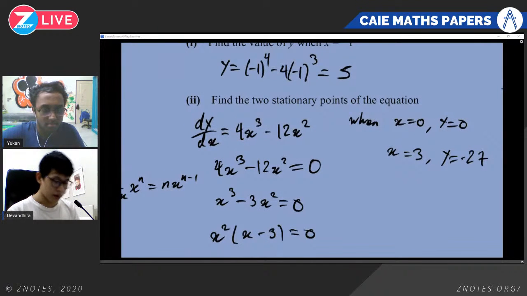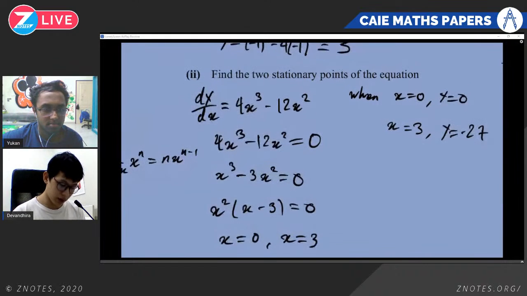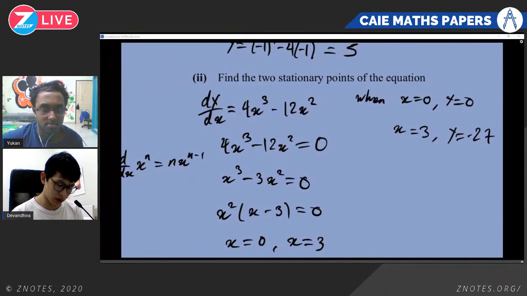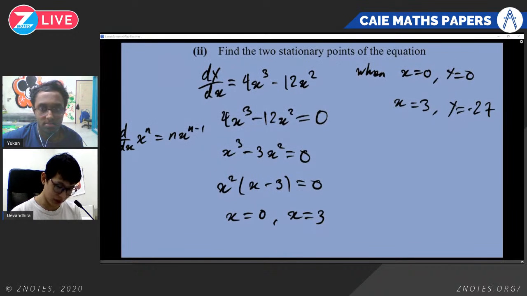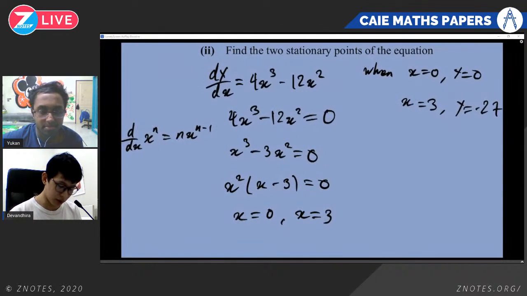This is the gradient function, the function that tells us what's the gradient at that point. We want to find the two stationary points. That means we have to equate this thing to 0, right? So we equate that to 0. We can just simplify a bit more. We can divide 4 both sides. We have x cubed minus 3x squared is equal to 0. It has an x squared term in both terms, so we can factor it out.